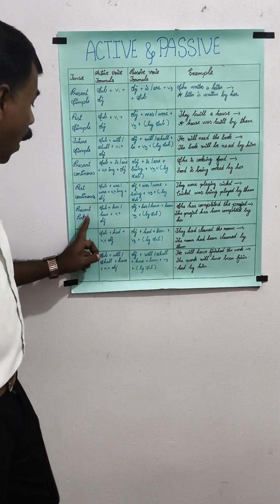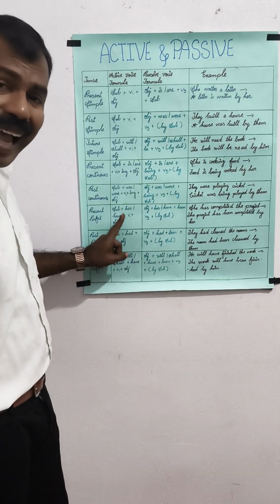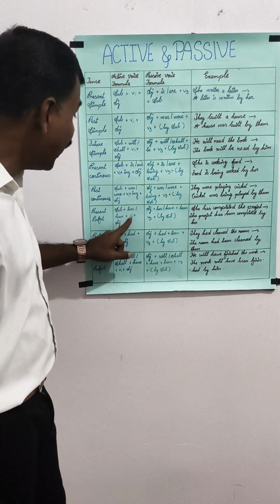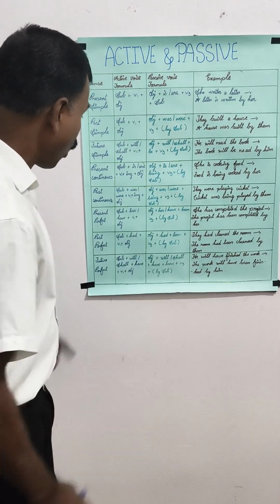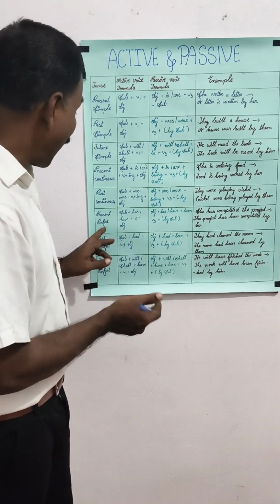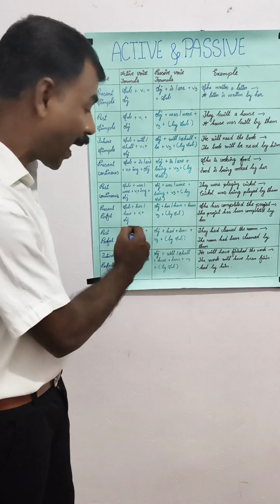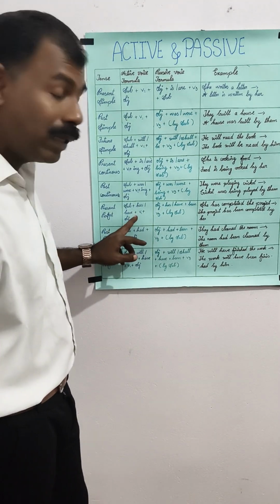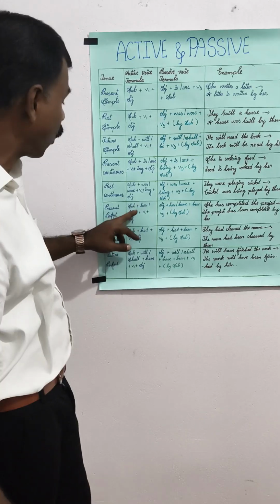Next you can see present perfect tense. Present perfect tense: subject plus has or have plus V3 plus object. But if it is past perfect, instead of has or have, what will come? Had, we will use "had". But this is present perfect tense, that is why we are using has or have in our formula.